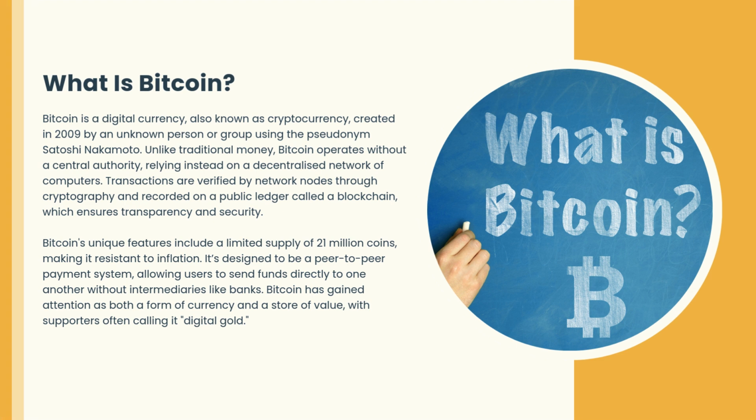What is Bitcoin? Bitcoin is a digital currency, also known as cryptocurrency, created in 2009 by an unknown person or group using the pseudonym Satoshi Nakamoto. Unlike traditional money, Bitcoin operates without a central authority, relying instead on a decentralized network of computers. Transactions are verified by network nodes through cryptography and recorded on a public ledger called a blockchain, which ensures transparency and security. Bitcoin's unique features include a limited supply of 21 million coins, making it resistant to inflation.